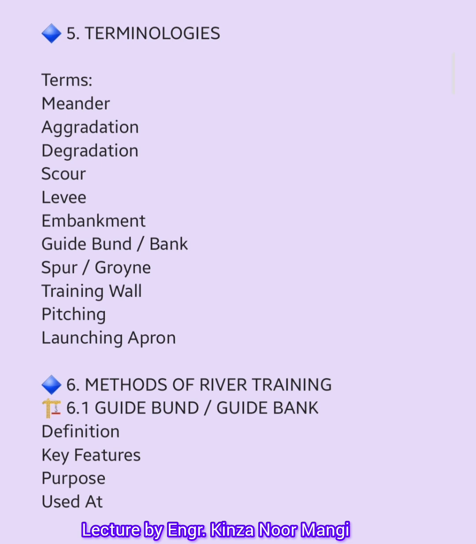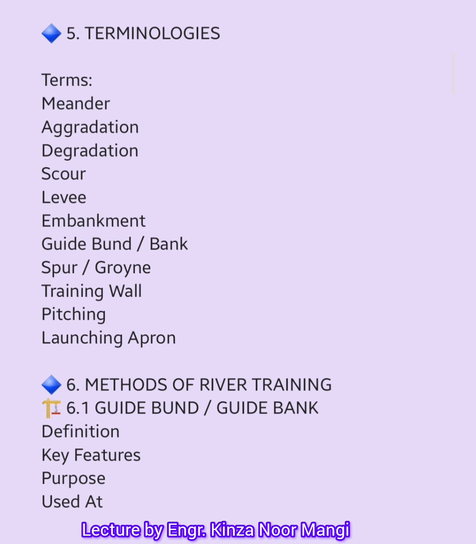Now, there are different methods of river training, and we will be discussing those in detail. The first type of river training method is the guide band, or guide bank. It is defined as an engineered earth embankment built on both sides of a river near barrages, weirs, or bridges to guide river flow safely and prevent lateral attack.